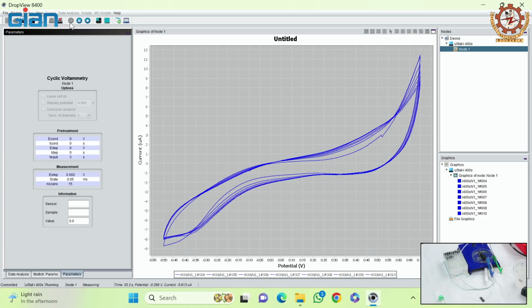So on the bottom of the screen, you can see the potential is changing, time is changing, so we have until now, you can see the time also.